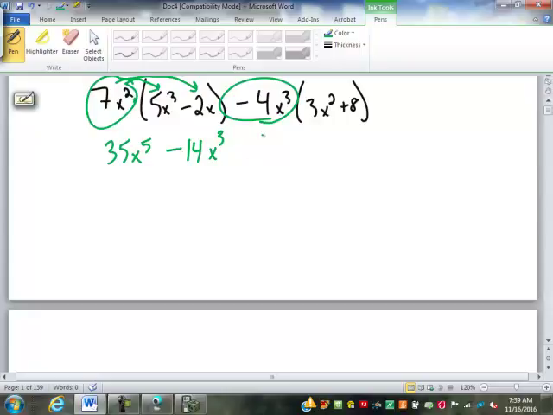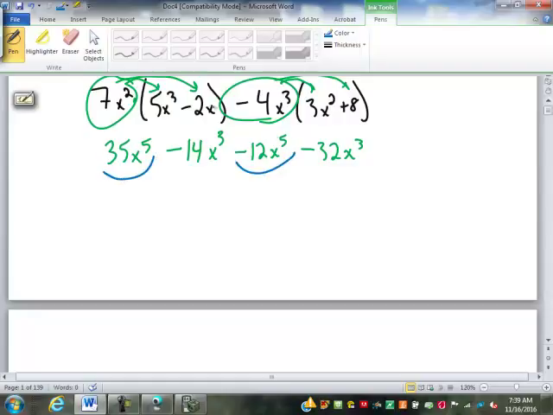You got to remember the negative. So negative 4x to the third times 3x squared. Negative 12x to the fifth, and negative 4x to the third times 8. Negative 32x to the third. Are we done? What can we do?